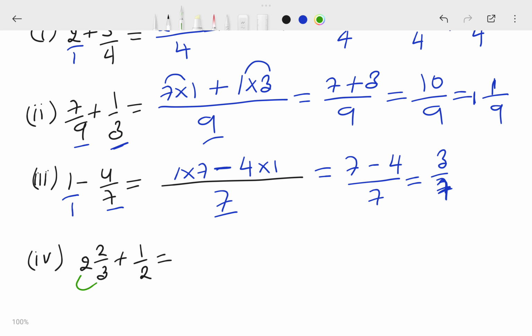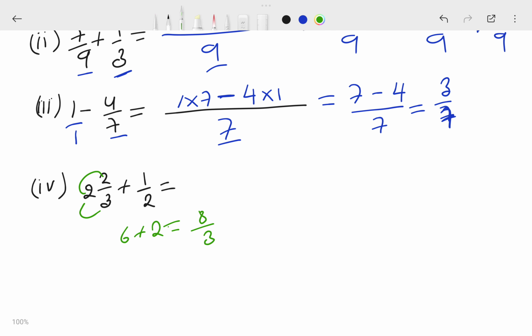So 2 into 3, that's 6, and now we have to add 6 plus 2, that's going to be 8. So we will write 8 by 3. How will we write the 8 by 3? Because in the mixed fraction this is given as 3 by 2. Okay, no, it's not like that. It is like 2 by 3.